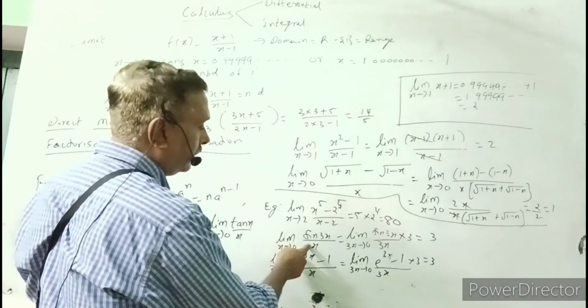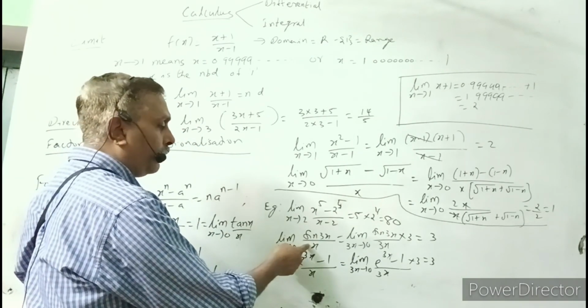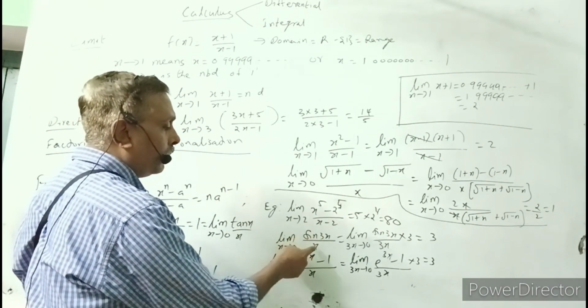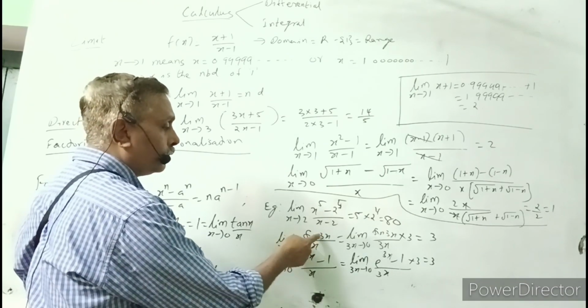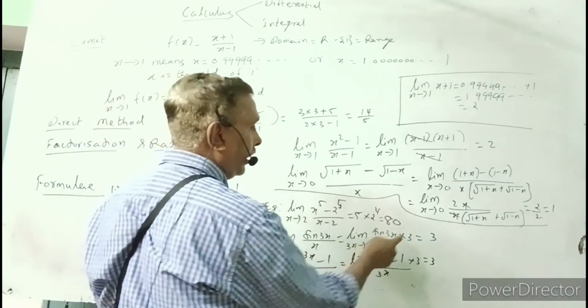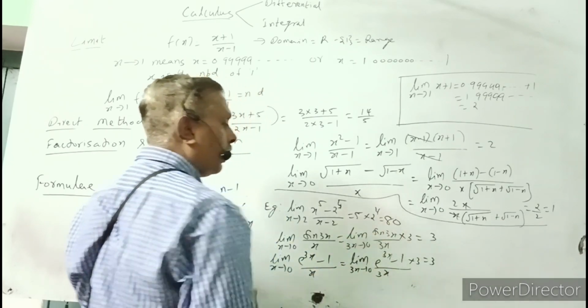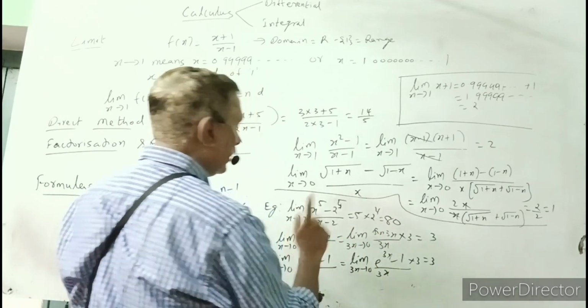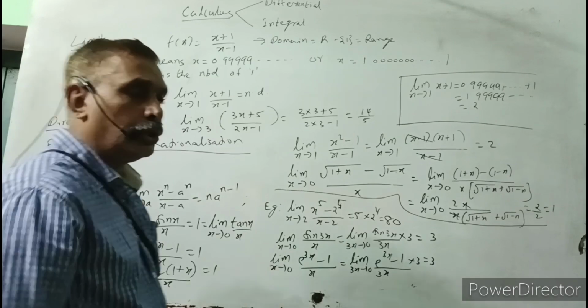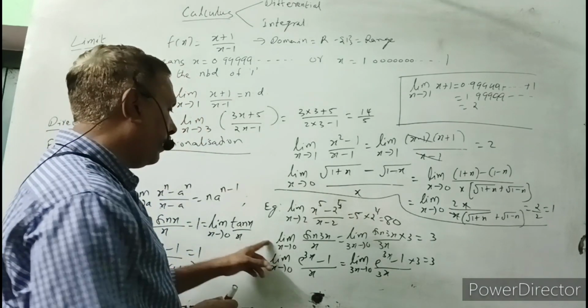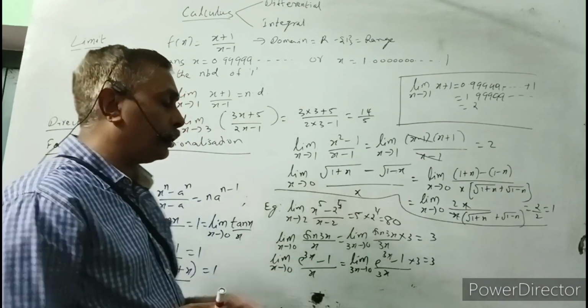Here presently it is not 1 because here it is 3x but here x. So what do I do? I multiply by 3 here, in the numerator and denominator. So this problem is gone now. So 3x. Now as x is tending to 0, if you are multiplying by 3 both sides, 3x also tends to 0.